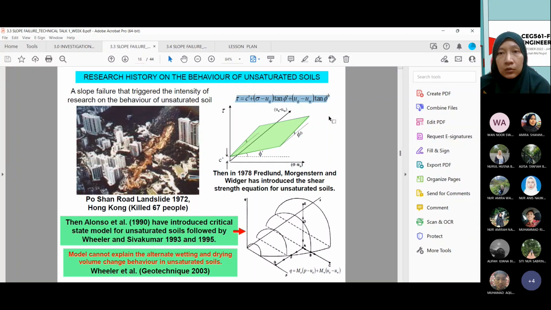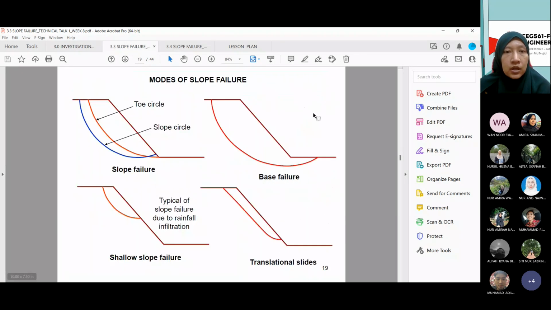So you can choose whether you want to analyze the slope failure with the limit equilibrium method or the finite element method, by whichever method or theory is used to calculate the shear stress. I will not touch further on the theory of unsaturated soil. So this is what I said.